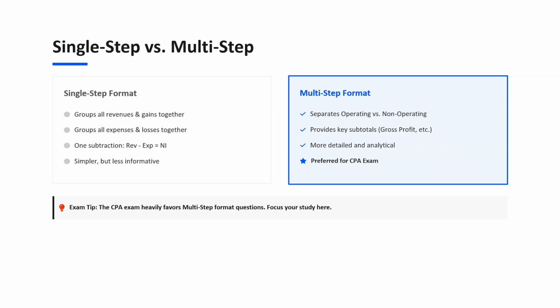For the CPA exam, we need to master the multi-step format because it separates operating activities from non-operating ones. It also gives us some key subtotals like the gross profit and operating income. And it is more detailed, so they are able to ask more questions. That's why they heavily favor the multi-step format. So we'll begin our multi-step journey by looking to calculate net sales and the gross profit.